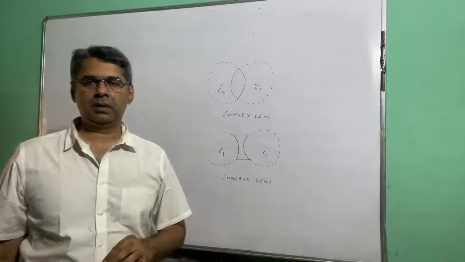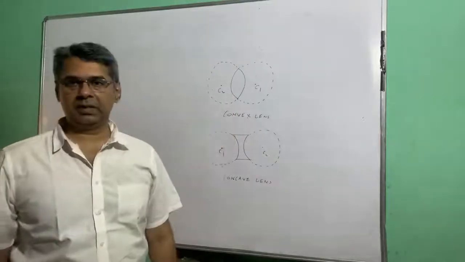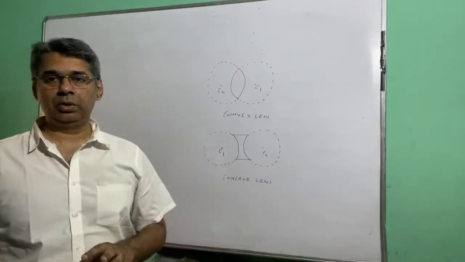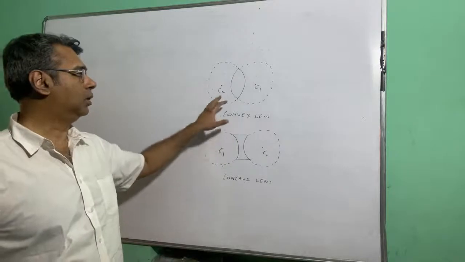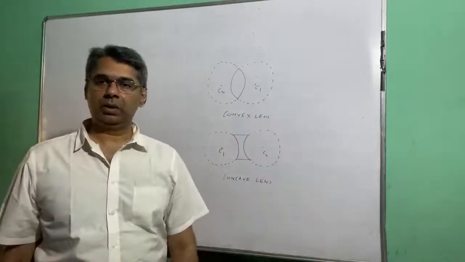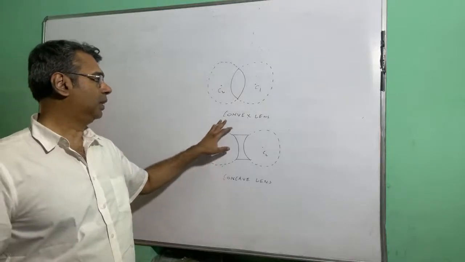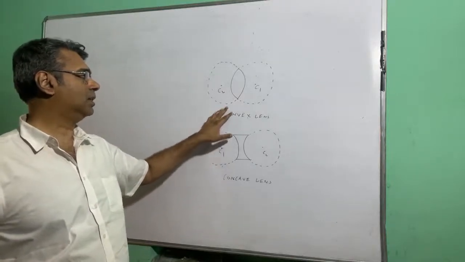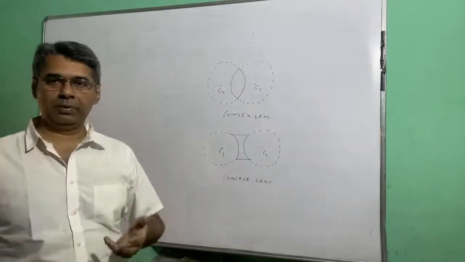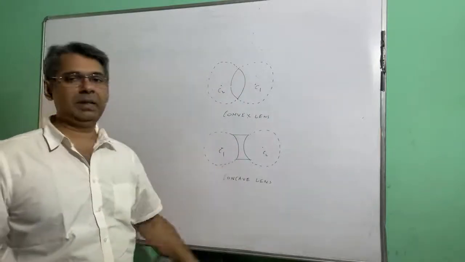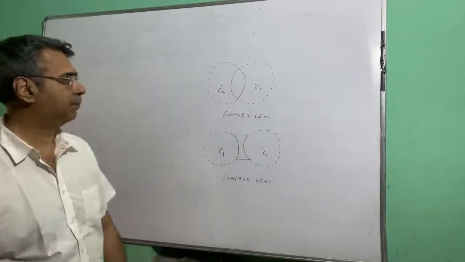For your syllabus, it is assumed that the two spheres have the same radius. They don't need to have the same radius, it is not mandatory, but in your syllabus, we will assume that both the spheres have the same radius. So basically, a convex lens is bulging in the middle and narrow at the top. A concave lens is the opposite. It is bulging at the top and bottom and narrow in the middle. So these are the two types of lenses.